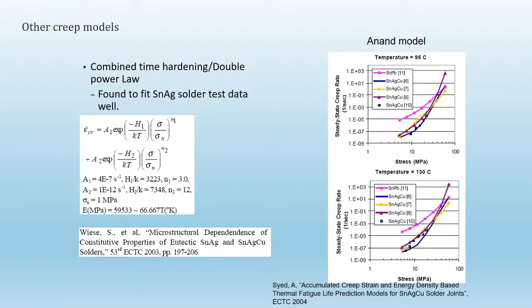Fatigue is all about correlation. You want to establish confidence that you're able to capture behavior that you've seen in the past accurately. And if it means going to a different creep model, that's totally fine, as long as you have that correlation. And Saeed did some additional modeling for tin, silver, copper solder. This is a lead-free solder, so there's a lot of papers published in this area.